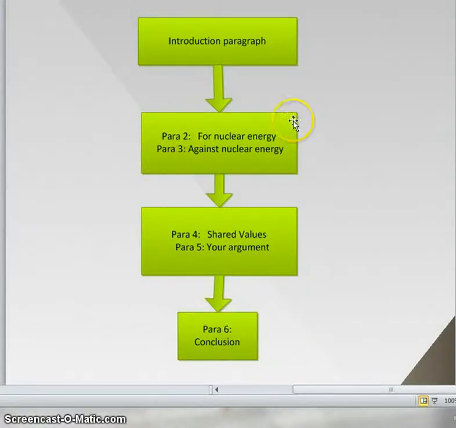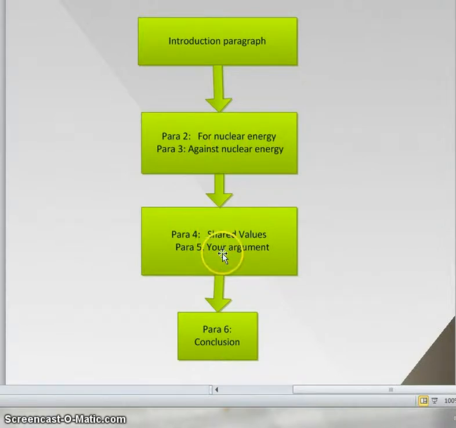And so here you have for nuclear energy, against nuclear energy, and so you would declare the two sides. Then you would declare what the two sides have in common, which is that America wants to have less dependence on oil. So both of these sides agree: America, less dependence on foreign oil.